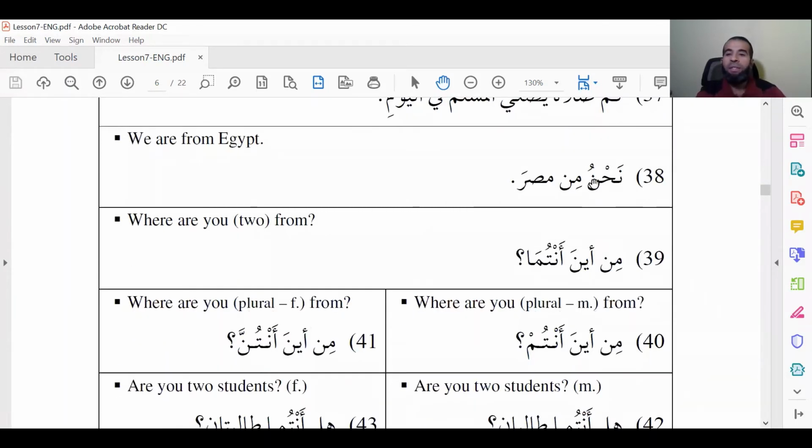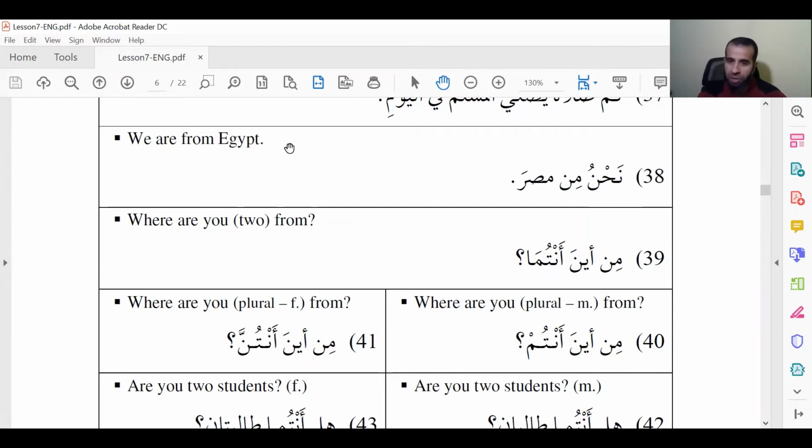After that, we study the pronouns for the dual and plural. نحن من مصر. It can be two people are talking or more than two. So when I say نحن من مصر, maybe I and someone else, only two, or we are more than two. So نحن is used for both dual, مثنى, and plural, first person.